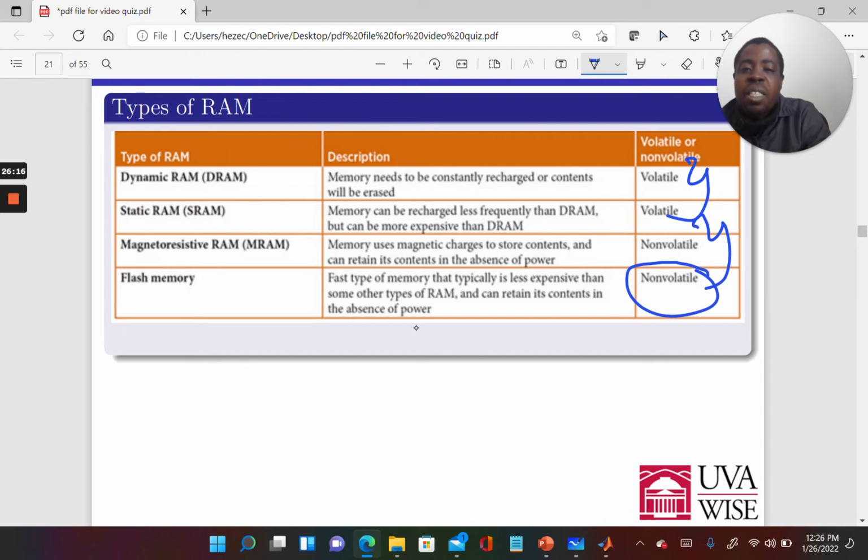Flash type of memory is typically less expensive than some other types of RAM, but can retain its contents in the absence of power. Okay.